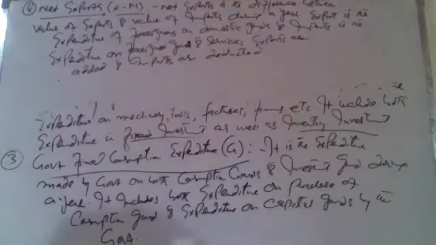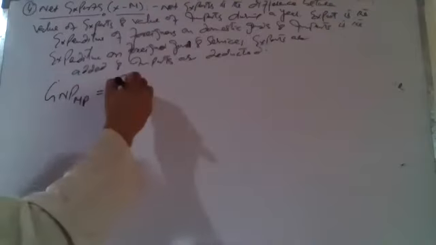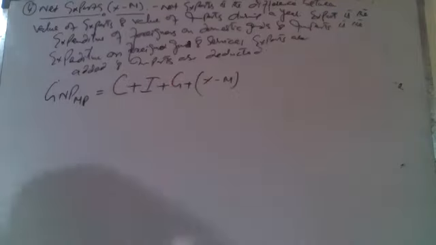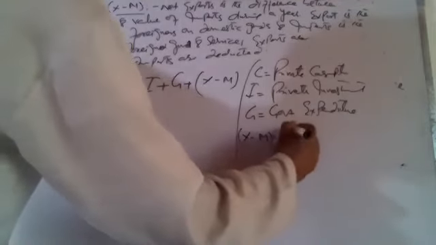So this is all about the categories of expenditures made by an economy during one year. The sum total of these expenditures gives us GNP at market price, which is C plus I plus G plus X minus M. C is private consumption, I is private investment, G is government expenditure, and X minus M is net exports, or foreign expenditure.